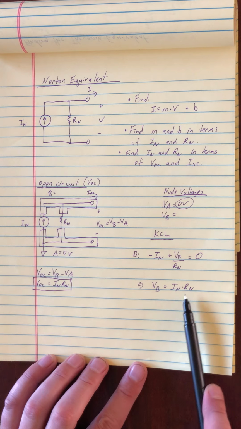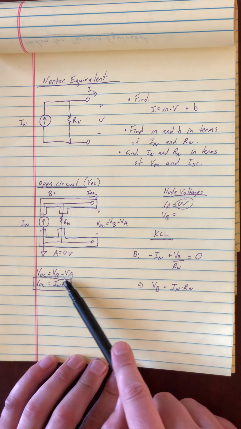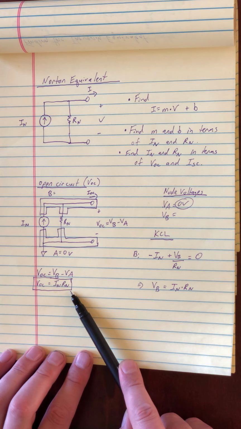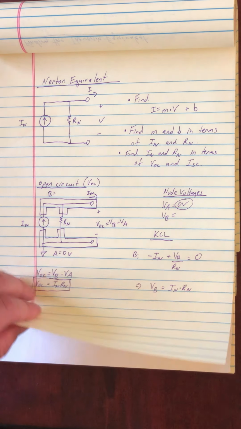VB is In times Rn. And so VB minus VA is our open circuit voltage. So solving for the open circuit voltage, we just get In times Rn. So that's our first expression. The open circuit voltage is In times Rn.